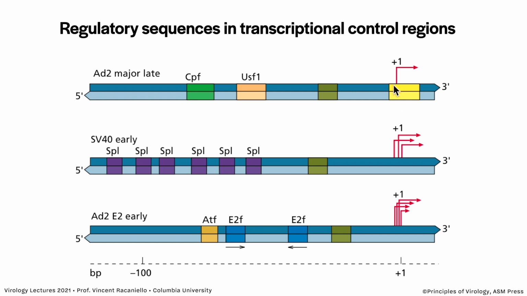You can see the adeno major late. It's got a single initiation site, the sequence that specifies accurate starts, the TATA box. But then we have other sequences, USF, CPF. And these are specific DNA sequences that bind very specific proteins that are involved in transcriptional regulation. And SV40 early is more complex. There are 3 initiation sites. And then here we have a number of SP1 binding sites for a protein called SP1. And then the adeno early is even different. So these viruses are all very different, and that's because they infect different kinds of cells and tissues, and their regulatory requirements are different. And we'll see how some of these work today.